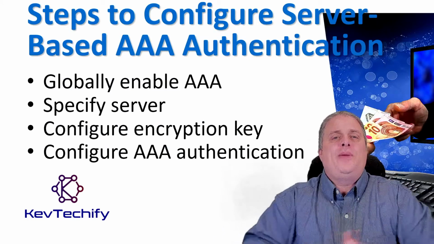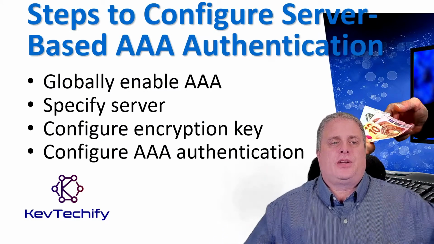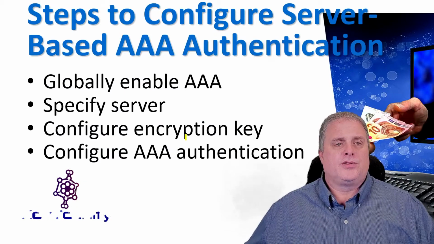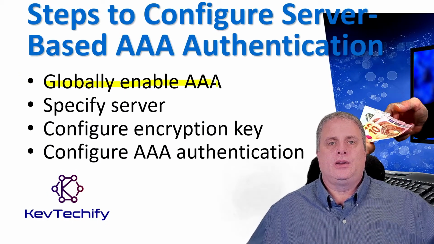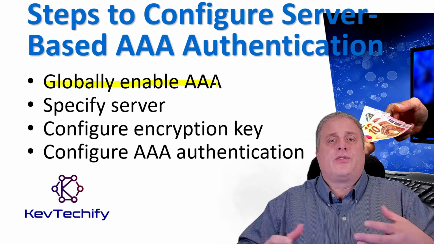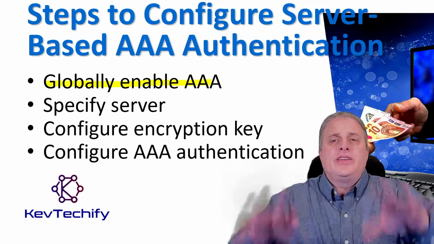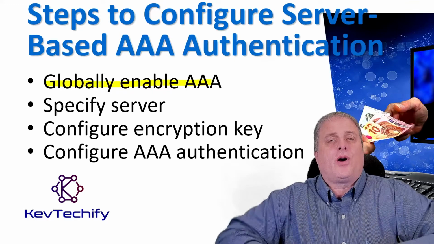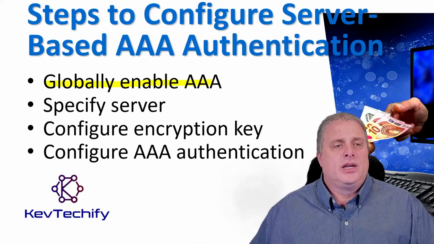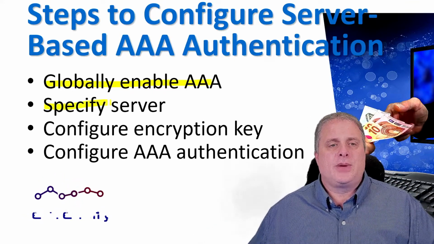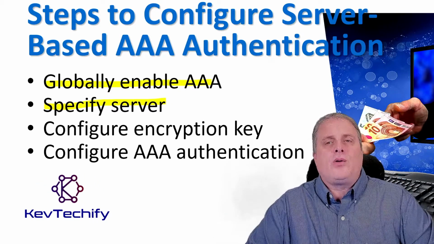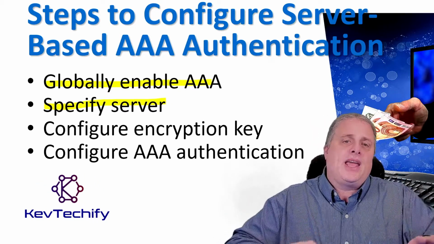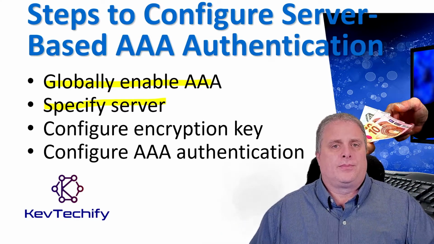Now, there are 4 basic steps to configure server-based authentication. The first one here is to globally enable AAA to allow the use of all AAA elements. Now, this step is a prerequisite for all other AAA commands. The second step here is to specify the server that will provide the AAA services for the router. Now, this can be a TACACS or a Radius server.